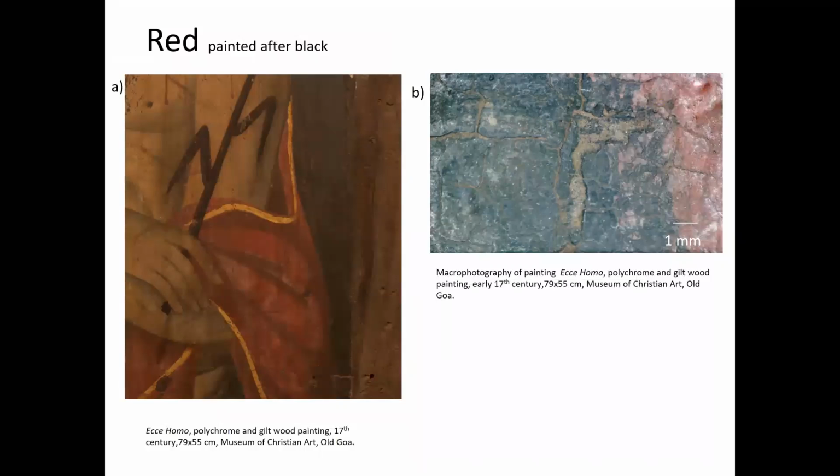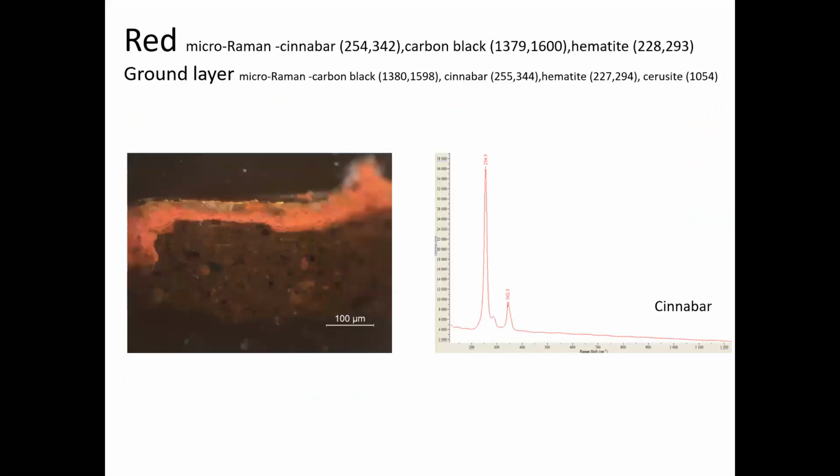And we could see also that red was painted after black. So the painter firstly painted the black from the background. And you can see here the red over the black. So by this macro photography, it is really easy, and then confirmed by reflectography, it was easy to define.